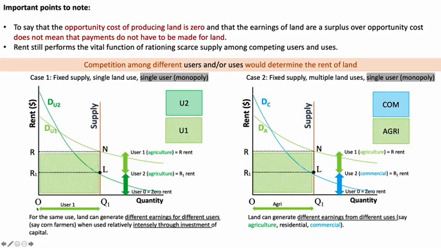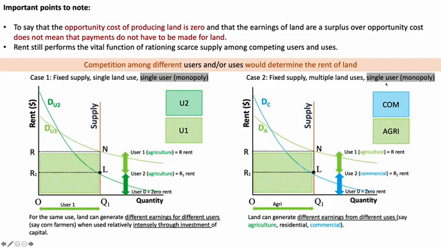So on the horizontal axis, we see that user 1 is using the full amount of land for agricultural use, for which the demand is represented on DU1. This is a monopoly situation where there is only one user. We will discuss a situation of competition, but before that, let's see another graph here.